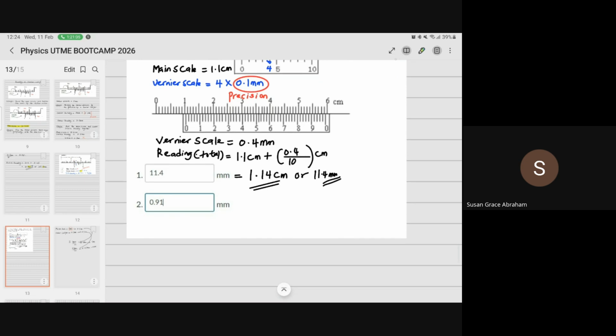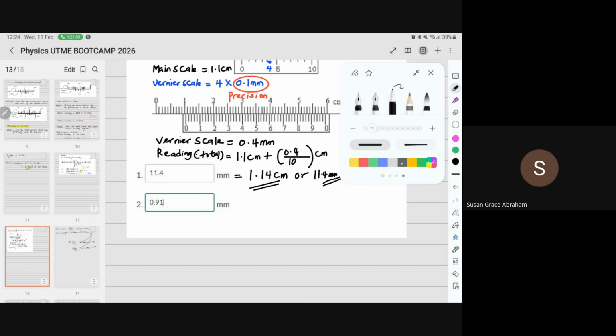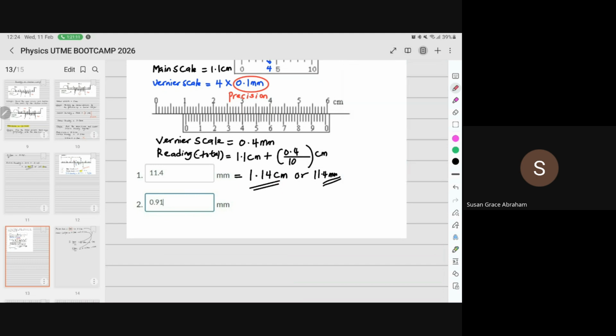Please remember that what I did here was 1.14 centimeter times 10. That will now give me 11.4 millimeter. All right, so that's what I did right there. Yeah, so that's it. Any question?